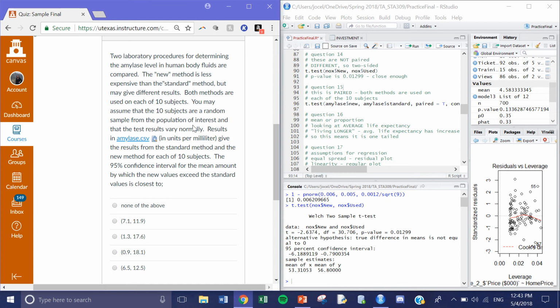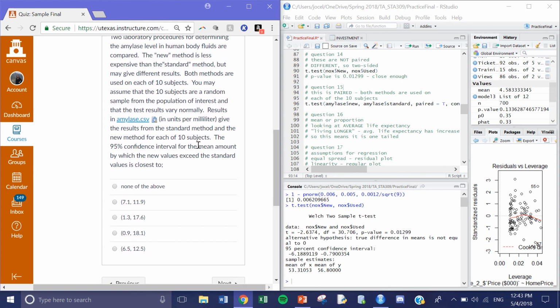You may assume that the 10 subjects are a random sample from the population of interest and that the test results vary normally. Results in amylase.csv give the results from the standard method and the new method for each of the 10 subjects. The 95% confidence interval for the mean amount is closest to blank.